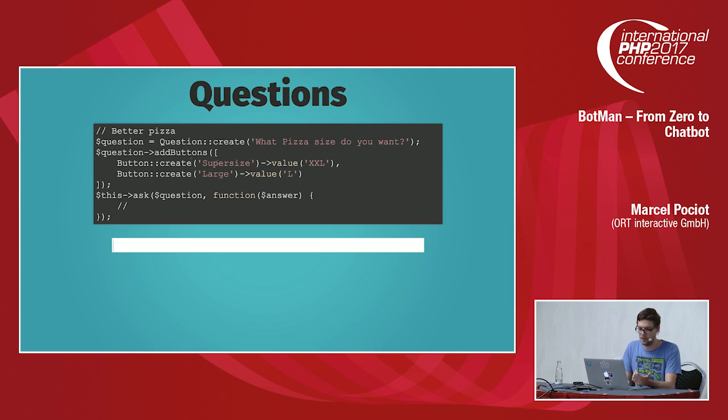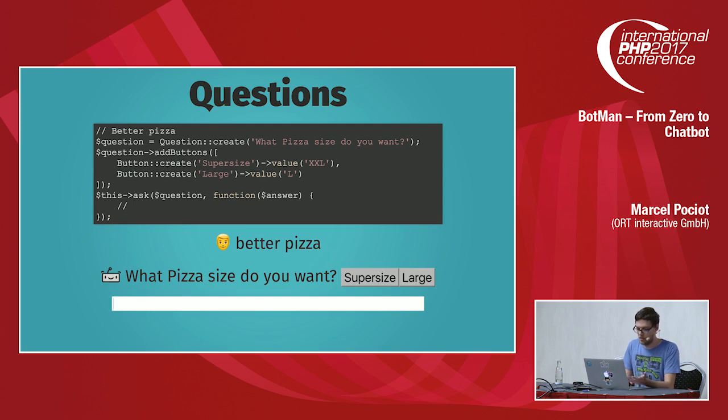So the label of the button in this case would be supersize, and the value that you can use internally would be XXL or large and L. And I just called this better pizza. So this is what it would look like in the web driver.